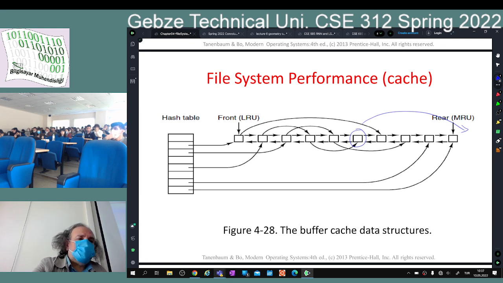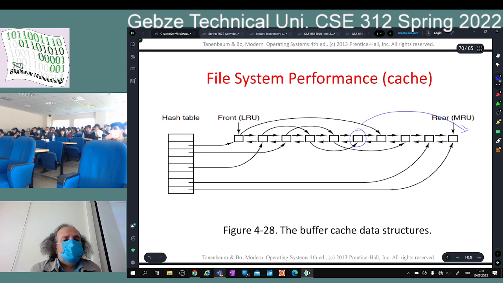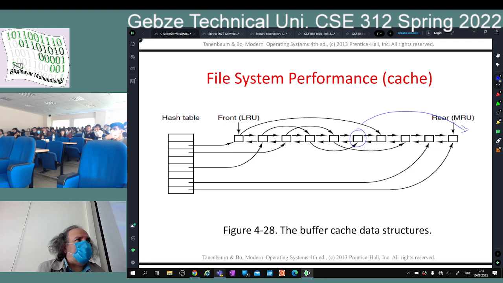So this hash table is like an associative cache, but it is in main memory. I don't need any special hardware for this. It's just a regular hash table that you have learned in your data structures course. And if you need a block from a disk, you make a lookup in this hash table. If it is there, then use it. If it is not, then load it from the disk.